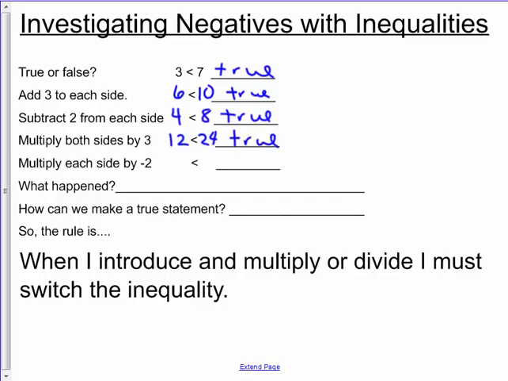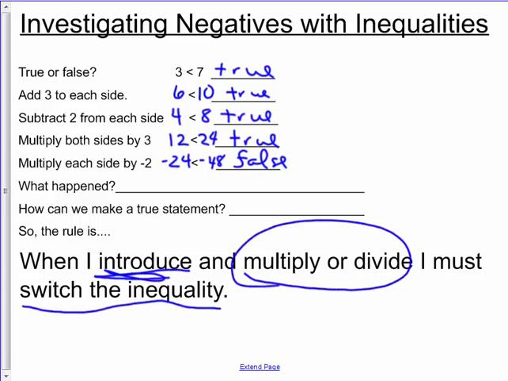When I multiply each side by negative 2, I get negative 24 is less than negative 48. That's actually false. So what happened here? Well, when I multiplied by a negative, it didn't work out, right? We went from a true statement to a false statement. So what could we do to make it a true statement? Well, negative 24 is less than negative 48. That's false, but what if I flipped it? What if I flipped the inequality and wrote negative 24 is greater than negative 48? And that's actually what we do.